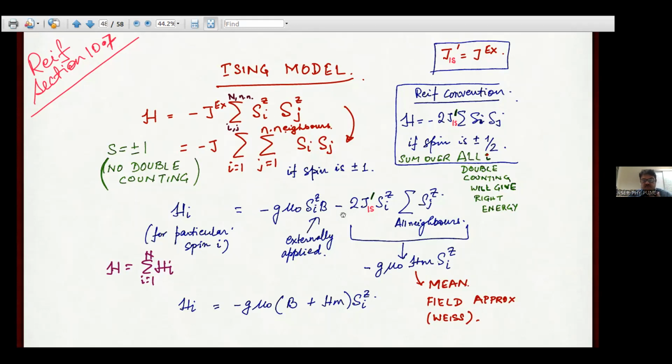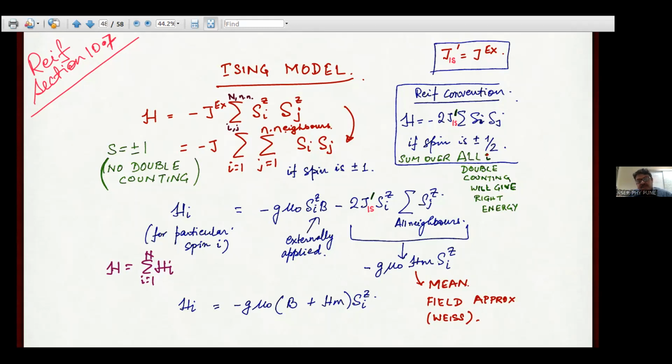Today we're going to discuss more of the mathematics. I hope some of the physics has been discussed in the previous class. Whatever I am going to discuss thereafter follows Rice section 10.7. So the Hamiltonian for a particular spin can be written as the Landé g-factor, the magnetic moment, into an externally applied magnetic field, into the spin.